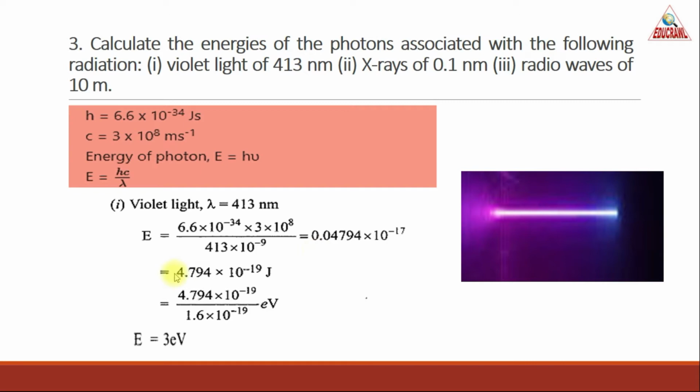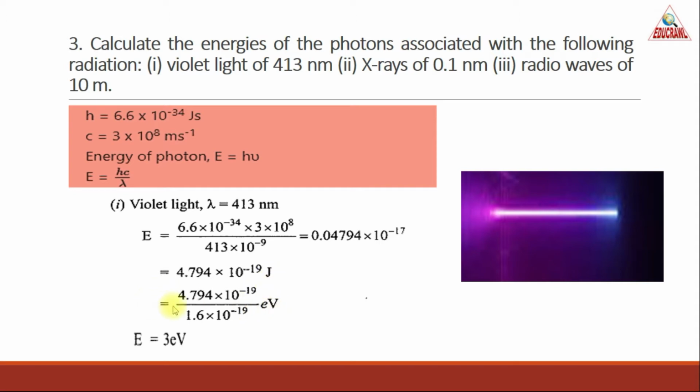Simplifying, we will get 4.794 into 10 power minus 19 joule. Here the energy is in the unit of joule. We need to convert this unit of joule into electron volt. Hence we divide the answer by 1.6 into 10 power minus 19. When we divide, we have converted joule into electron volt.